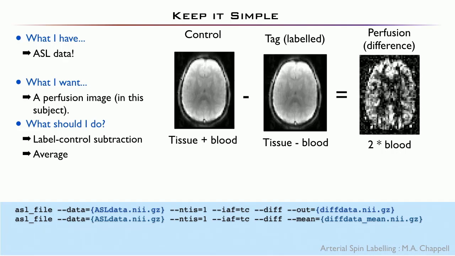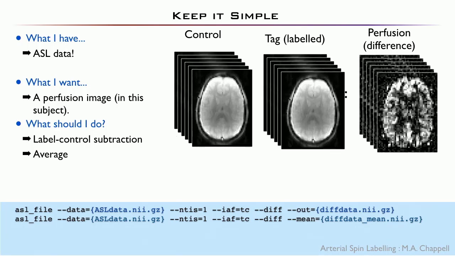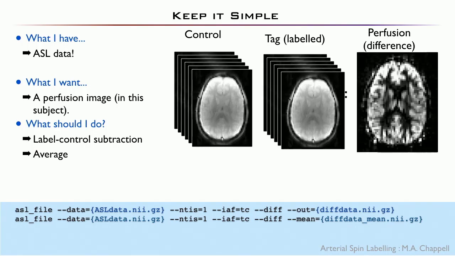But the chances are you will run this a number of times over a course of a couple of minutes. You'll have a number of images, and you'll average them, and you'll get quite a sensible looking perfusion weighted image. And at this point, that's it. We've got our perfusion image, so we're happy. The beauty of ASL is the perfusion weighted image is really simple.